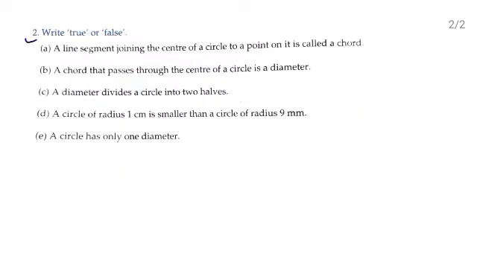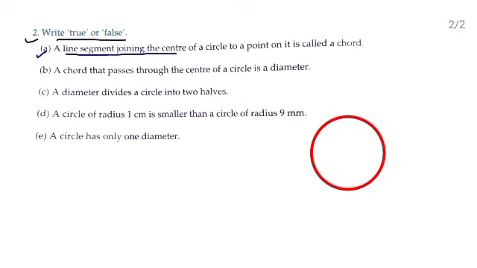Next, question number 2. Write true or false. A part: a line segment joining the center of a circle to a point on it. Suppose this is the circle. They said line segment joining the center of a circle to a point on it, meeting at any point on the circle, right? Is called a chord. No, this is the radius.